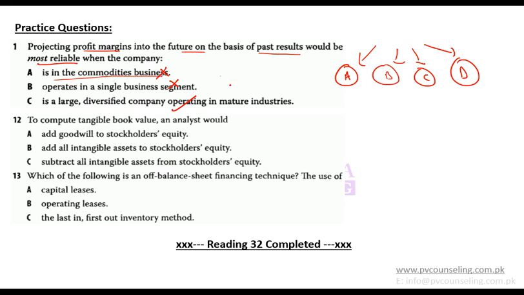Future results may reflect past results when the company is more stable. And when is a company more stable? When it has diversified its operations.